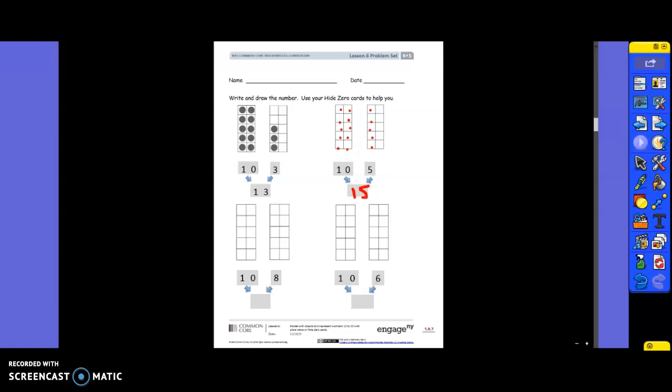Y'all did such a good job. I want you to, maybe you can also build these numbers with your Play-Doh. You can start off the Say 10 way. You can make your Say 10 cards on index cards if you have some at your house. And then you can build these numbers on frames. You can use your dry erase board and draw them and practice.